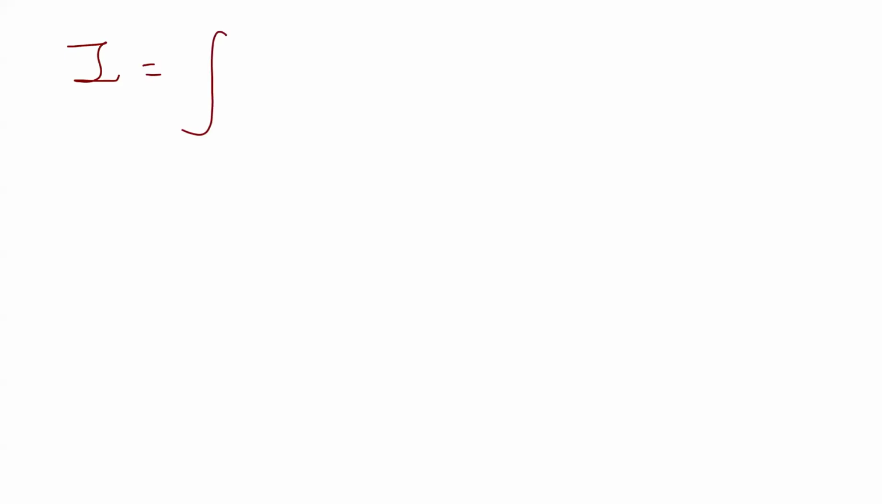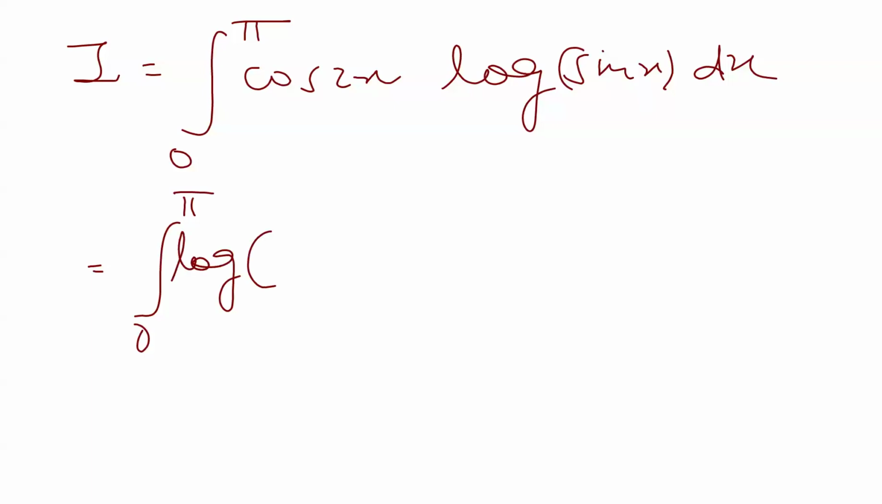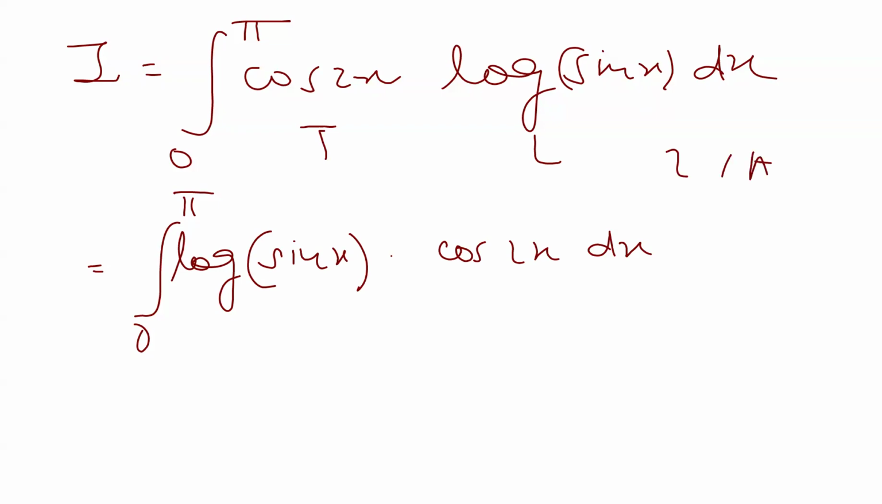Integration of 0 to pi cos 2x log sin x dx. The best way to approach this problem is using the Light rule: logarithmic term and trigonometric term. As per Light, the logarithmic term comes first and then the trigonometric term. So I just interchange this logarithmic and trigonometric.